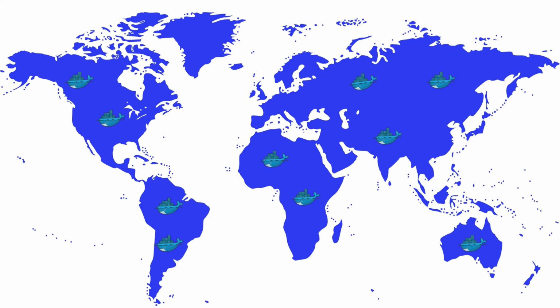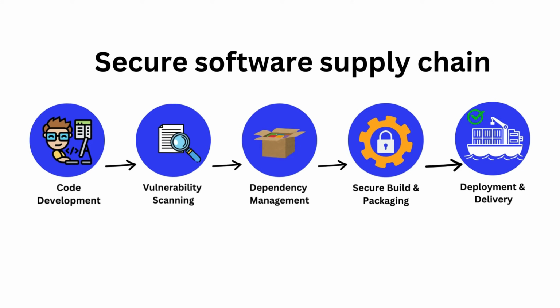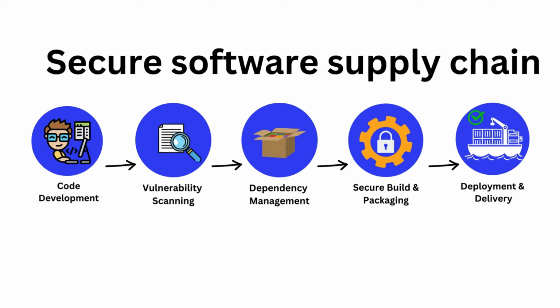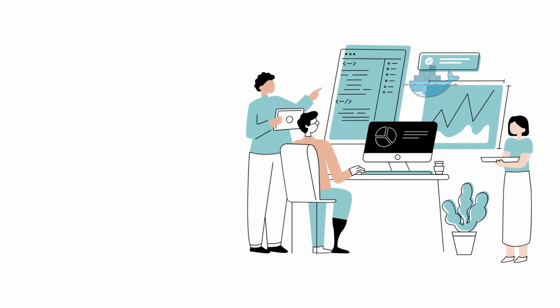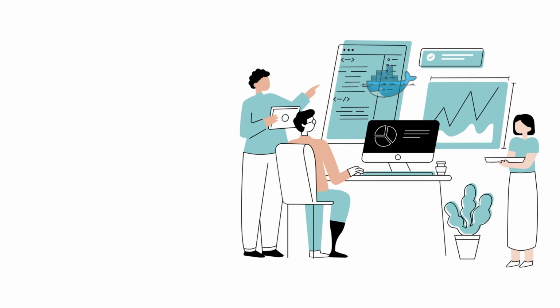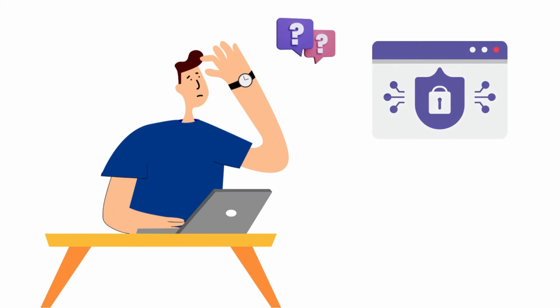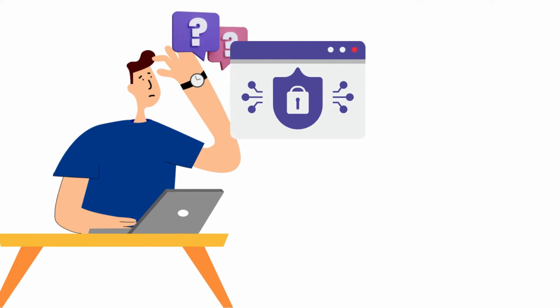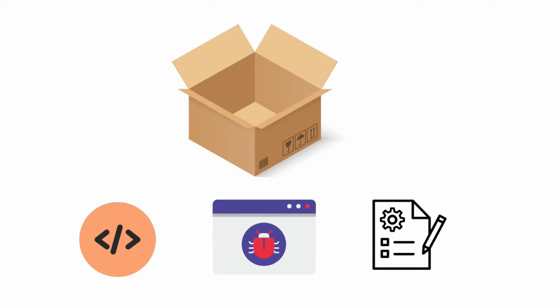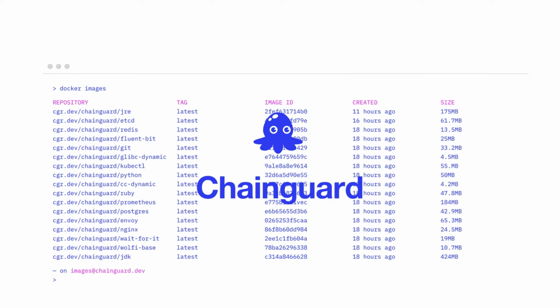In this world of containerization, let's talk about an interesting topic today, which is software security, especially focusing on container images. If you develop applications, you likely rely on container images to package your code and dependencies. But have you ever stopped to think about the security of those images? Traditional images can be bloated with unnecessary software and riddled with vulnerabilities. This is where Chainguard images come in.